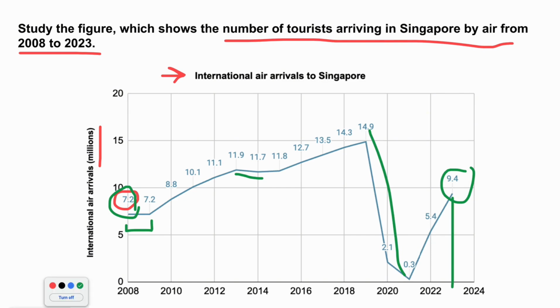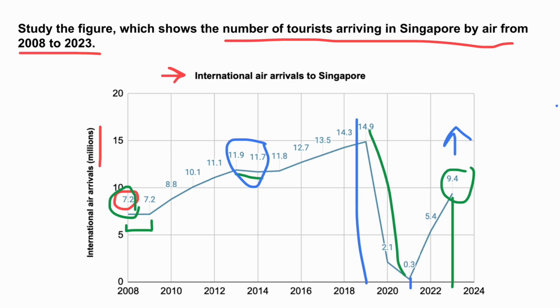And then what is an exception? An exception basically is the reverse of the overall trend. In the overall trend, you've noticed that 7.2 million to 9.4 million is an increase. So if I were to look for an exception, I need to look for periods of time whereby a decrease had happened. And that would be my exception. So exceptions exist in these years and in these years, 2019 to 2021.